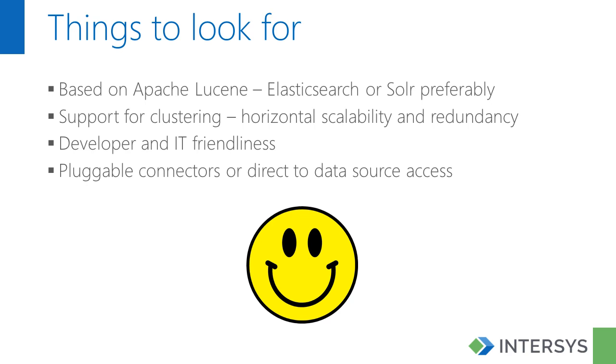So the things that you want to look for, again, I said this earlier on in the presentation, you want to look for a solution that's based on Lucene. Lucene is really the best game in town as far as text-based search goes. There's not really a close competitor, so you don't want anything that's not using that. Preferably, you want something that's using Elasticsearch or Solr, both of which are built on top of Lucene.